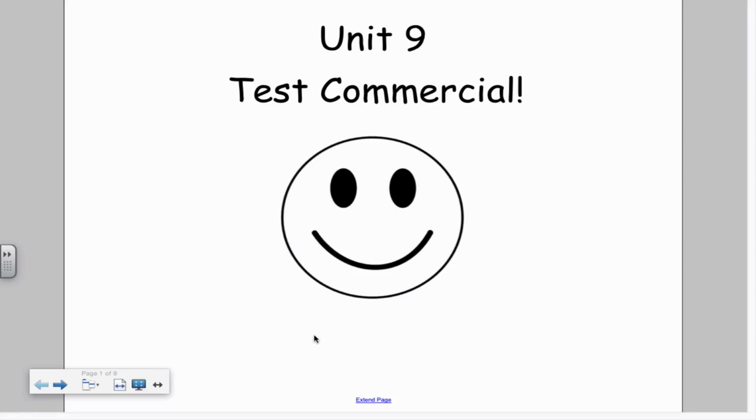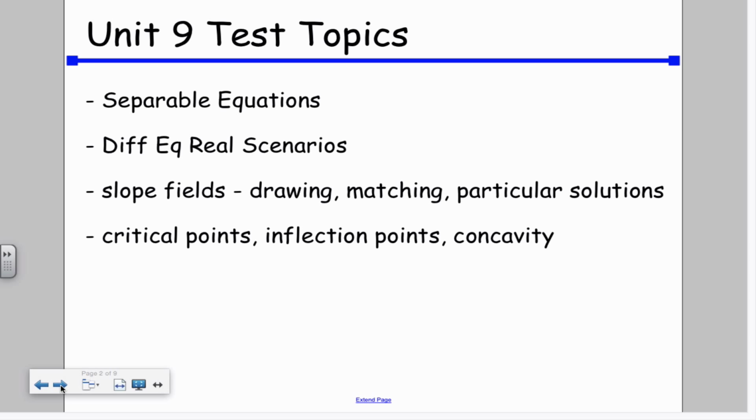Hey everybody, this is a Unit 9 test commercial. Let's look at some of the topics that were covered in Unit 9. So we had separable equations, differential equations like real scenarios. We had slope fields, we drew them, we did matching, and we drew particular solutions through slope fields. And we talked about critical points, inflection points, and concavity.